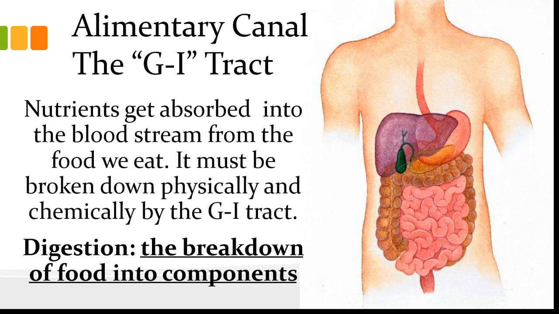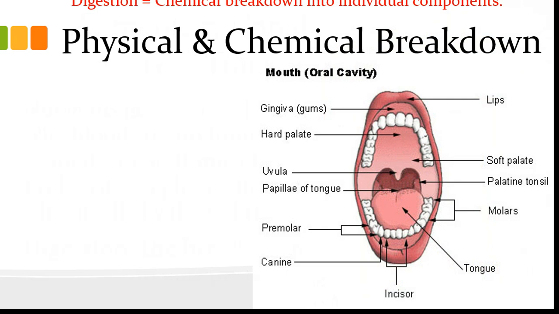Digestion, the official definition of digestion is the breakdown of food into components, okay? So it's breaking the food down, making it smaller so it will be available for absorption. So you might want to think of the digestive tract as being the process of digestion and then absorption of nutrients, okay? All right, so let's start with, it says up at the top, I don't know if you can see that very well, digestion is the chemical breakdown into individual components.